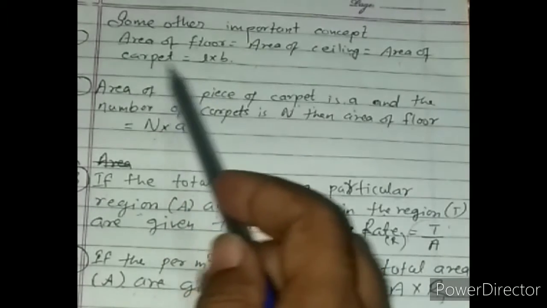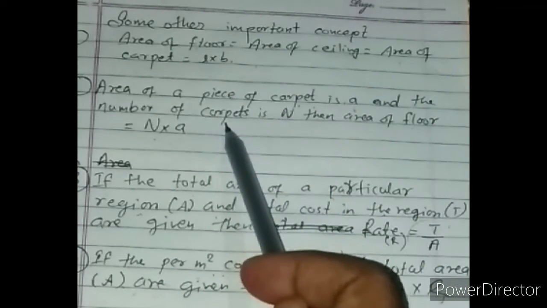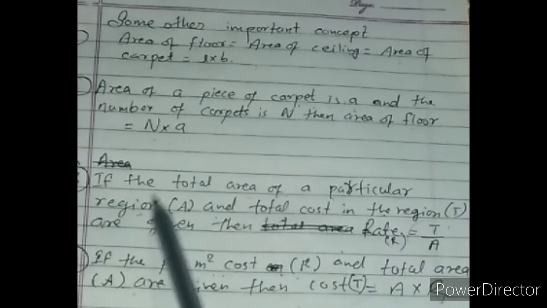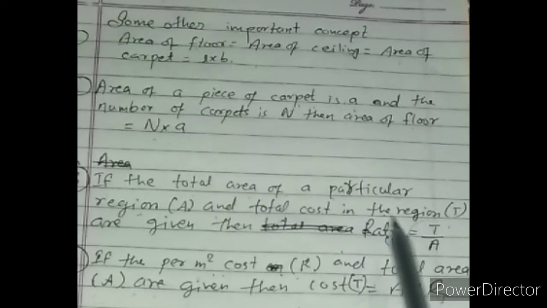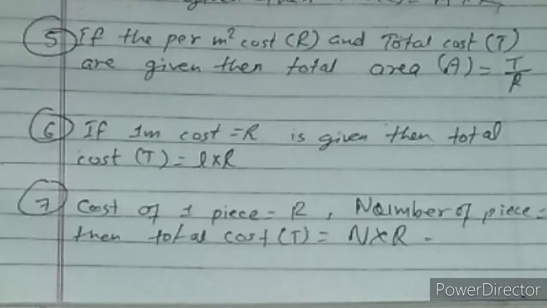Here area of carpet is area of floor, one thing. If the number of pieces of carpet and the area of a piece of carpet are given, then n into A. If total cost and area of the particular region, area of floor, wall, ceiling, whatever, are given, then total cost by area is the formula to get rate, and to find the total cost, area into rate can be done.